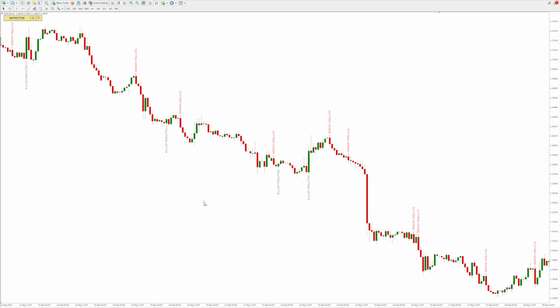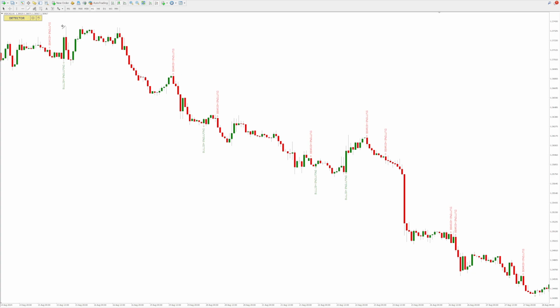Okay, let me just remove that. You can see a nice resistance level there. Price is moving away. Triple top formation, breakout to the downside. Okay, a wedge pattern formed as well.